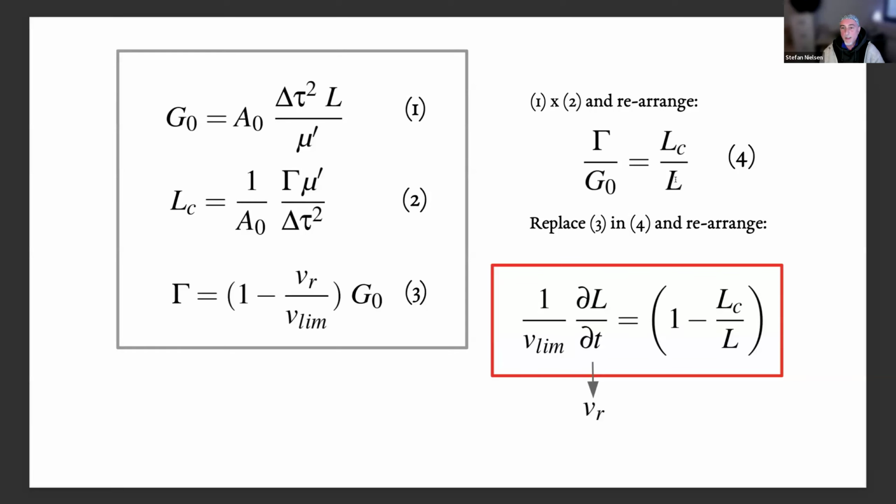So that's an interesting thing, because basically we can now use equation 3 here to replace the value of gamma into equation 4, and we obtain a very, very simple differential equation that gives us the rupture velocity as a function which is just 1 minus the critical length, which is the initial length of the instability, divided by the current length of the rupture. So this is quite interesting. So this is the limiting velocity.